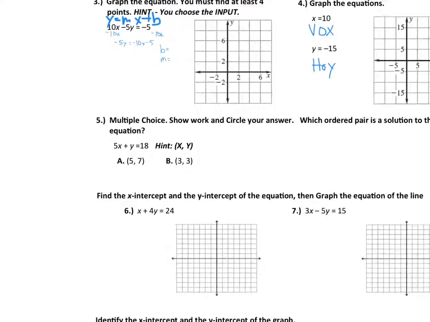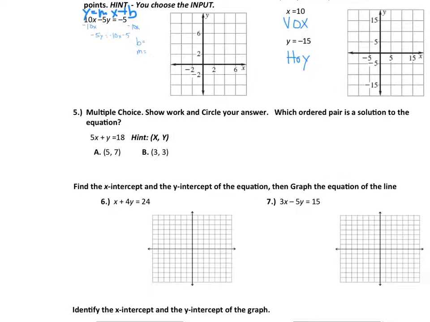Moving on to number 5. It says multiple choice. Show your work and circle the answer. So they want to know which ordered pair is a solution, meaning when you plug in x, the 5 for x, the y for 7, or the 3 for x and the 3 for y, which one gets you 18 on the left side? You want 18 equals 18. Okay, remember, you're plugging that in for x, that for y, and then try it with this one. Okay, so it's A or B.